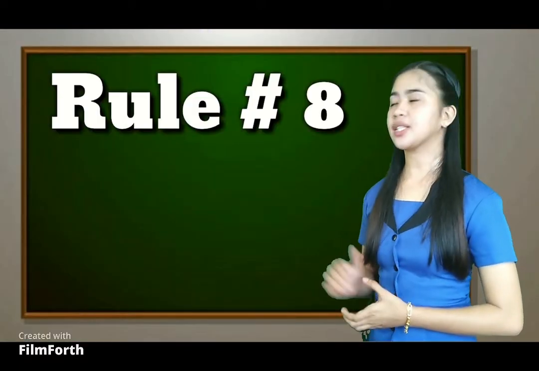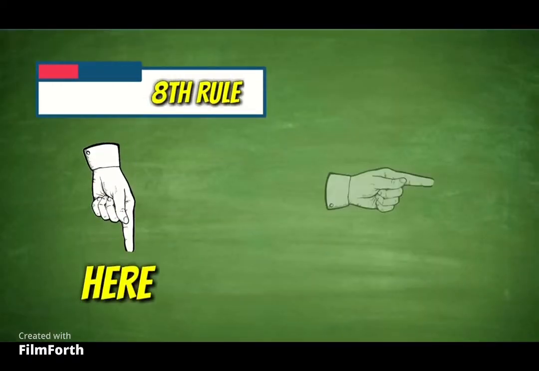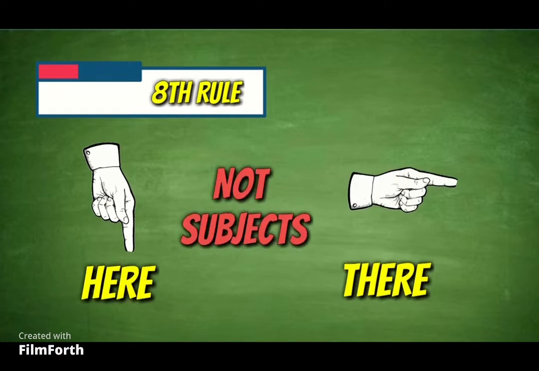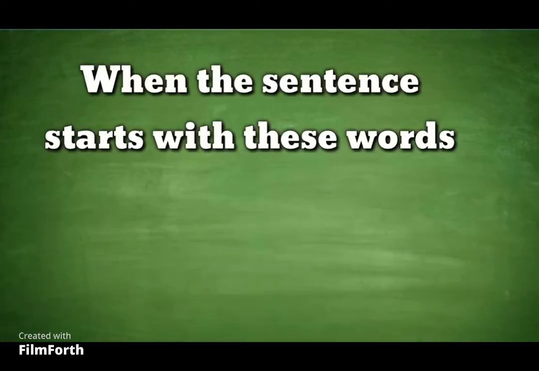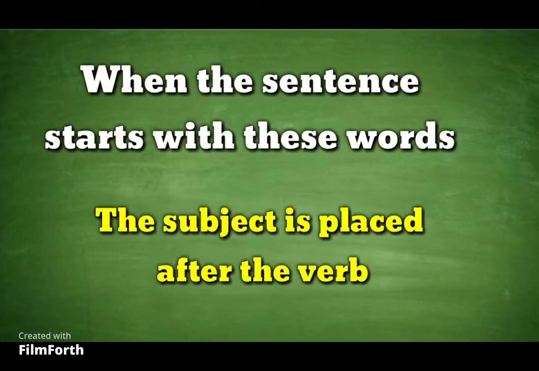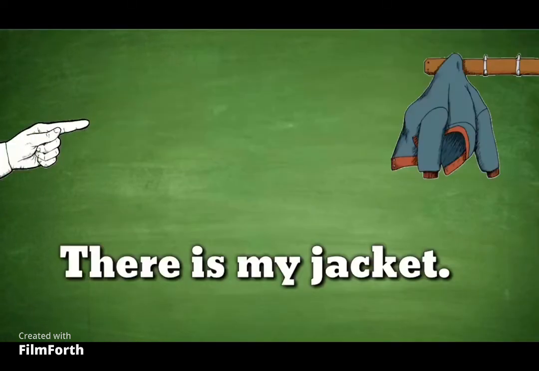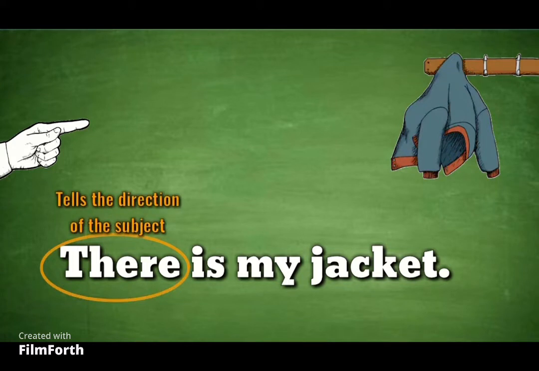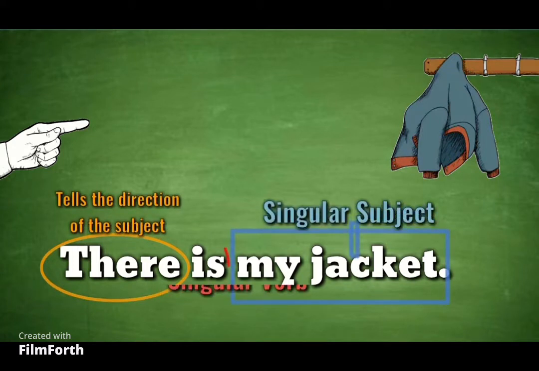Rule number 8. The words here and there are not subjects. When the sentence starts with these words, the subject is placed after the verb. For example, in the sentence, "There is my jacket," the word there simply tells something about the location of the subject of our sentence, which is my jacket.